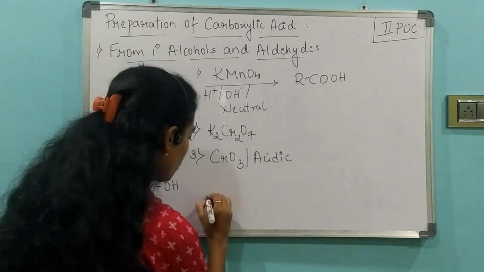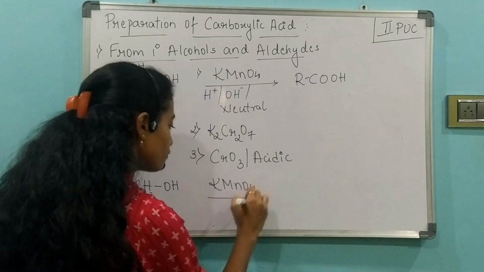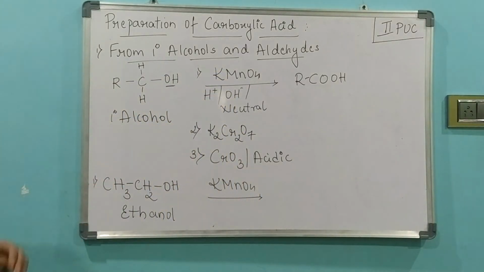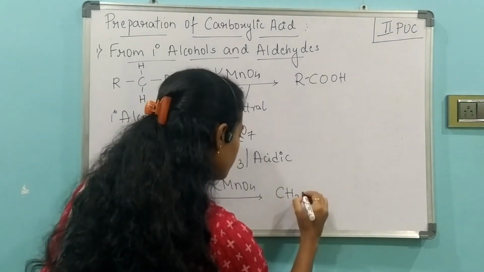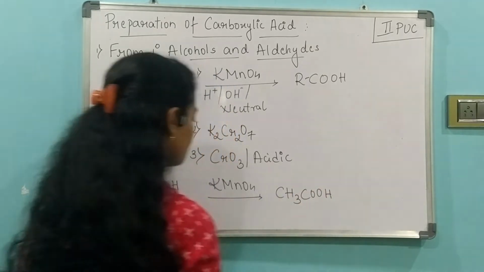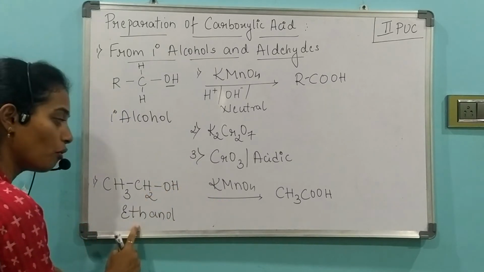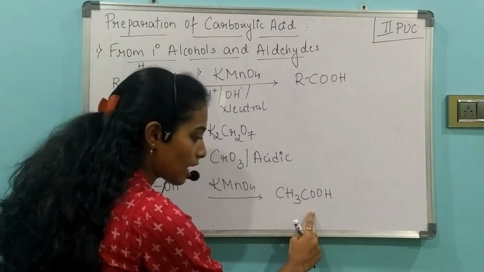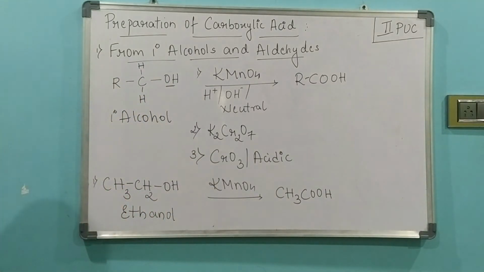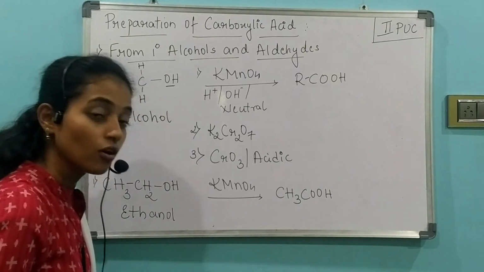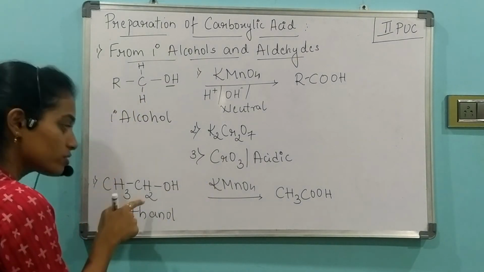So I have taken ethanol as a primary alcohol, and I will be using any of the above oxidizing agents. So I have used potassium permanganate. I will be converting it into CH3COOH. That is oxidation. I'm doing oxidation of the alcohol to convert it into carboxylic acid. To do oxidation, I'm using an oxidizing agent, potassium permanganate, or you can go for potassium dichromate, or chromium oxide.